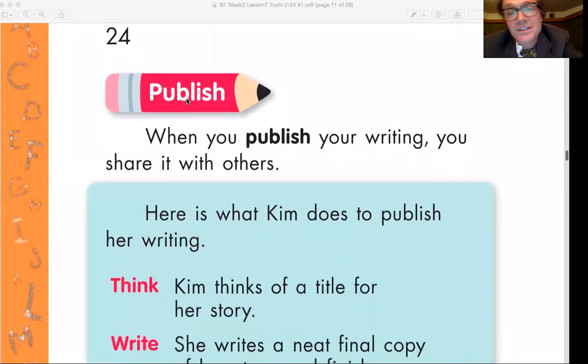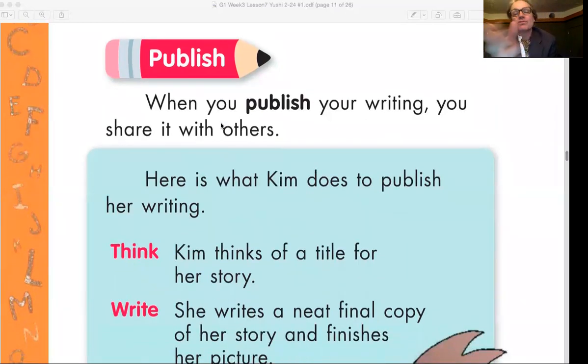Publish. Publish is a fancy word for just being done and sharing it with your teacher, sharing it with your family, with your friends. And when you give it to them, you say, I just finished this. It's done. And when it's done, you can give it to someone. You can turn it in at school, or they call it publishing. Sometimes people do publish things in magazines, and it's done, and it appears in a newspaper or a magazine. So when you're done, you can say publish. When you publish your writing, you share it with others.